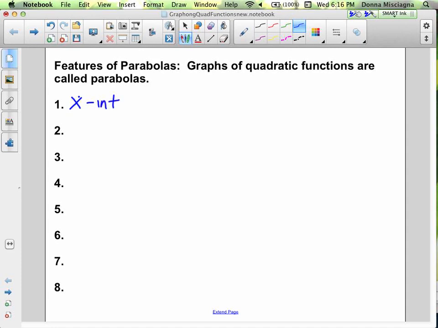x-intercepts. Sometimes parabolas have 1. Sometimes they have 2. Sometimes they have none. So they can have 1, they can have 2, or none. All parabolas have a y-intercept, even if they don't have an x-intercept.